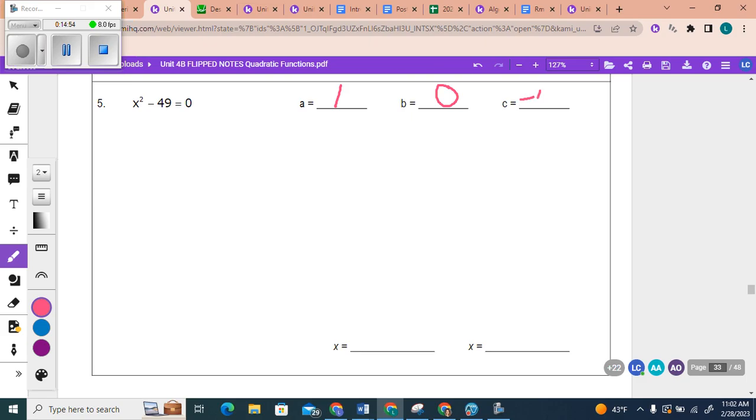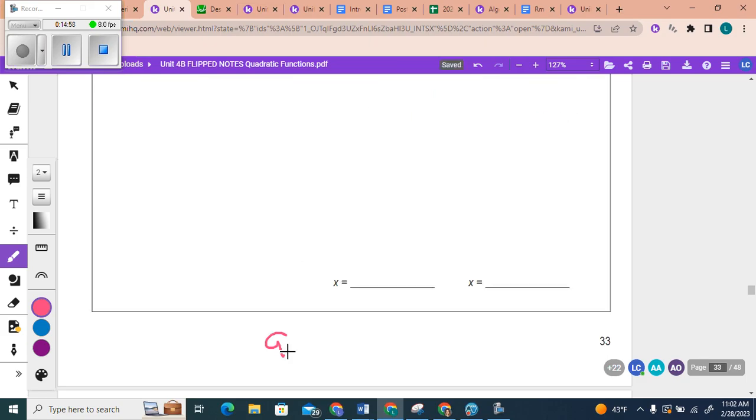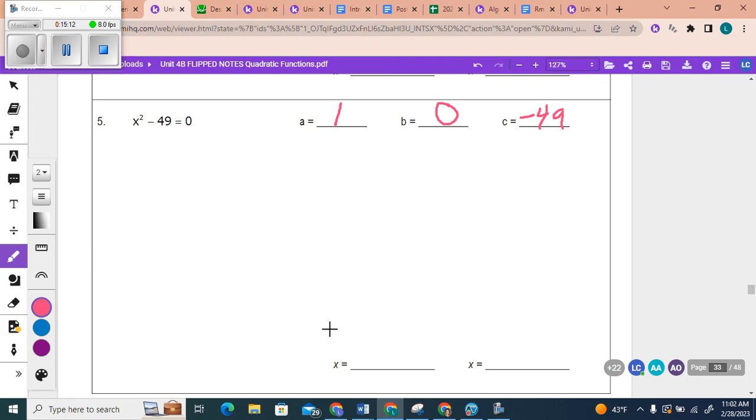There you go. Okay. You guys need to remember standard form. The A is in front of the x squared. The B is in front of the x, and the C is by itself. It is possible to not have a C. It is possible to not have a B. It is possible to not have an A. So please, please, please make sure you're labeling those correctly.